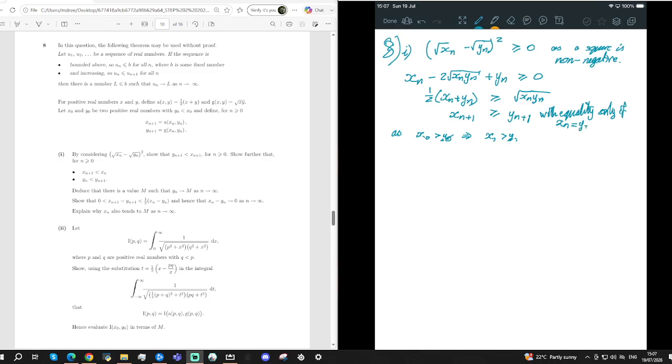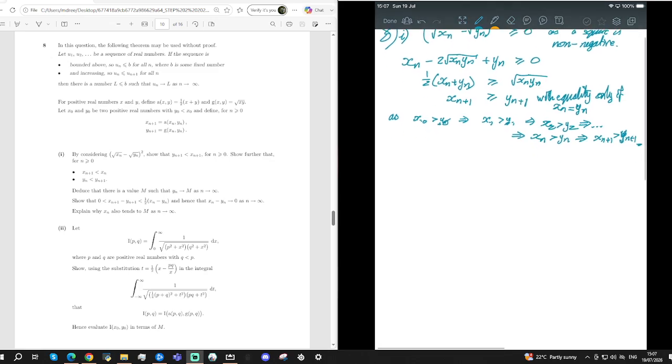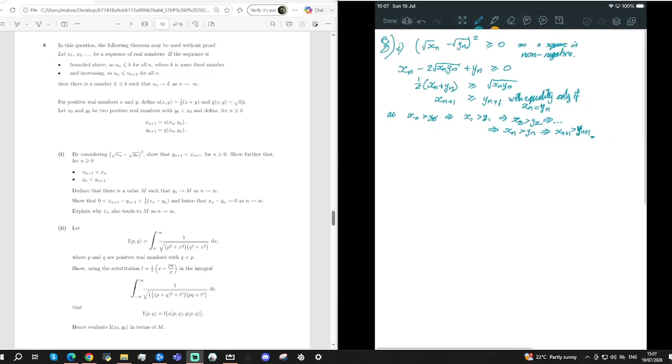xn equals yn. The only way for a square number to be equal to 0 is if you are squaring 0 itself, which implies x2 is greater than y2, which is going to mean that xn is greater than yn. So therefore we don't have the equality case, xn plus 1 is greater than yn plus 1. I've kind of done a poor man's induction there to get the result that they wanted.